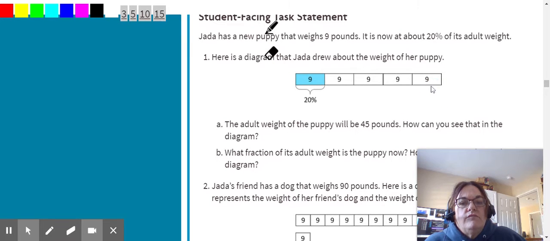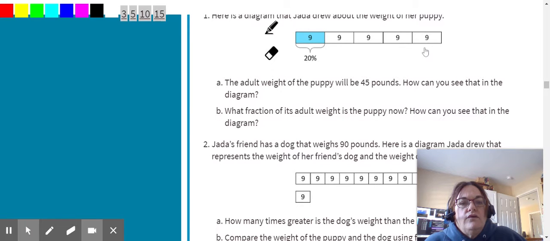So I just had them fill that in with the different percentages, and then the adult weight of the puppy would be 45 pounds. How can you see that? It's really just 9 times 5. So I had them write 9 times 5 equals 45.